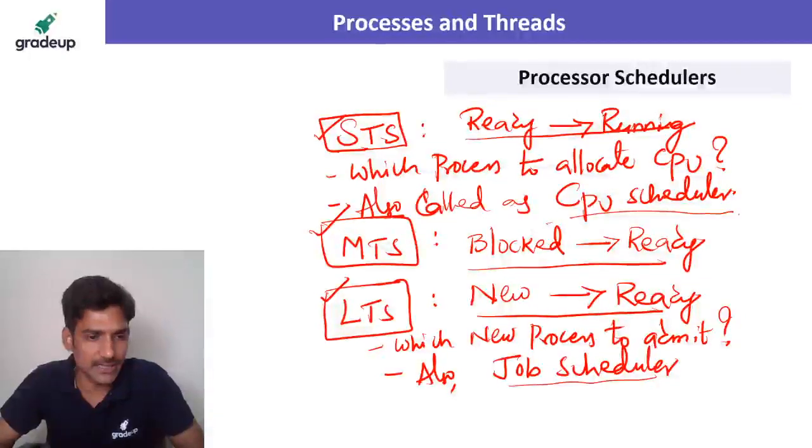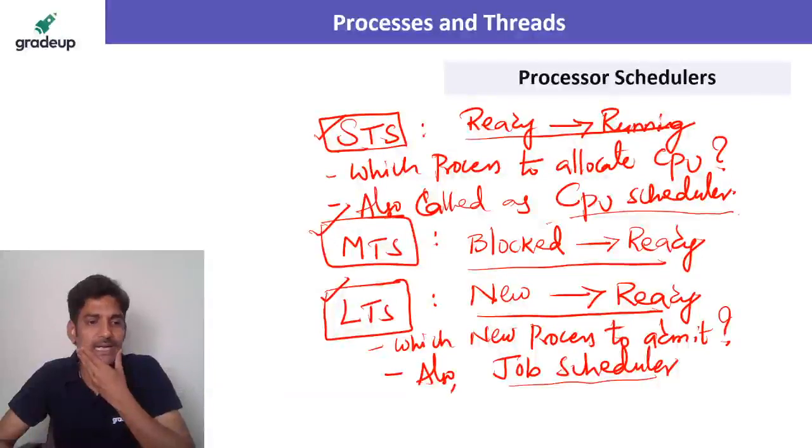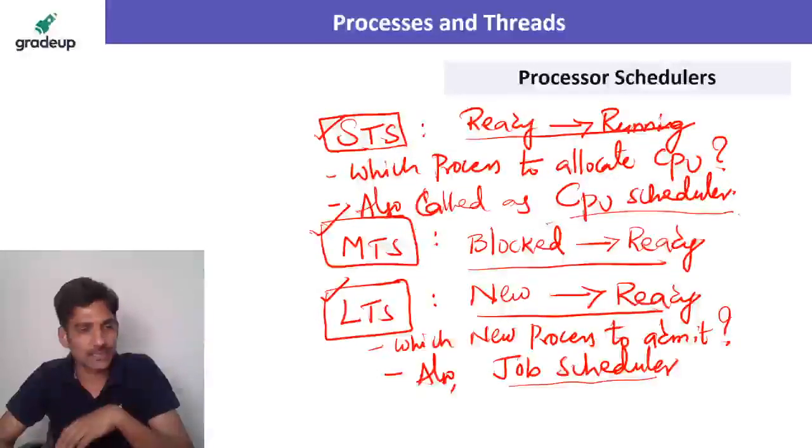Nagashivudu, it increases degree of multiprogramming. Okay, LTS increases degree of multiprogramming and STS decreases degree of multiprogramming. Right? Correct?